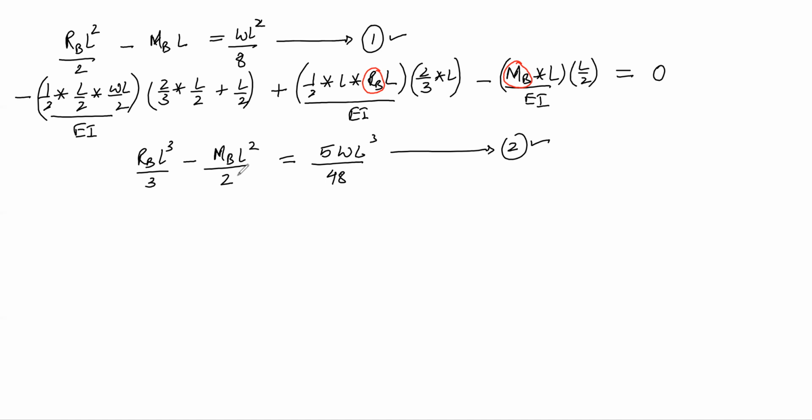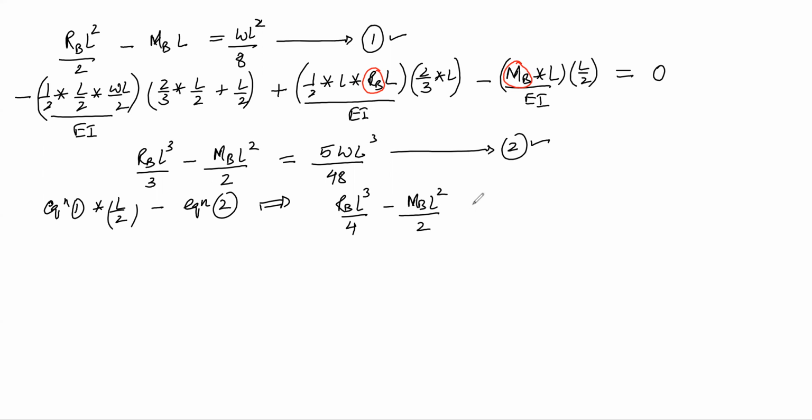So here, to solve these two equations, you can do equation 1 multiplied by L by 2 minus equation 2. So this will give us equation 1 into L by 2, that will be RB L cube by 4 minus MB L square by 2 is equal to W L cube divided by 16. And minus equation 2 will be minus RB L cube by 3 plus MB L square by 2 is equal to minus 5W L cube divided by 48.